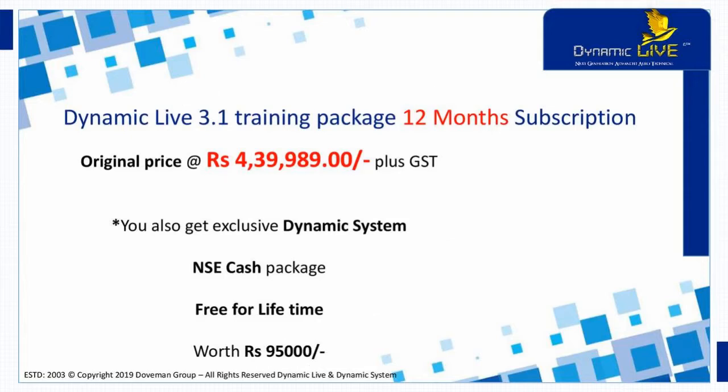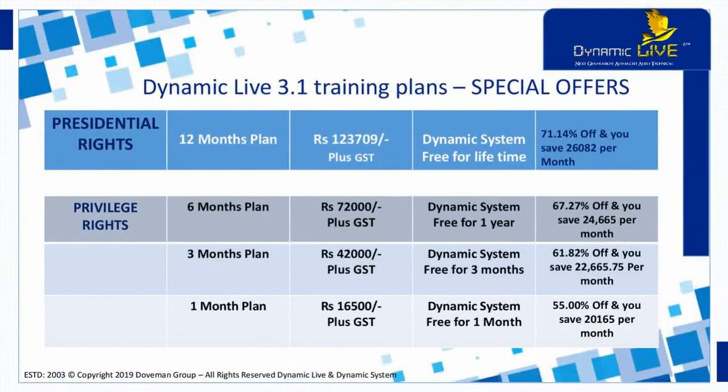But once this intelligence came into the picture, there are some special offers coming your way. What are the special offers? The first thing is the presidential rights plan, where you get the same 12-month plan. Instead of investing 4,39,000, today you can just invest 1,23,000, wherein you get dynamic live for one entire year.